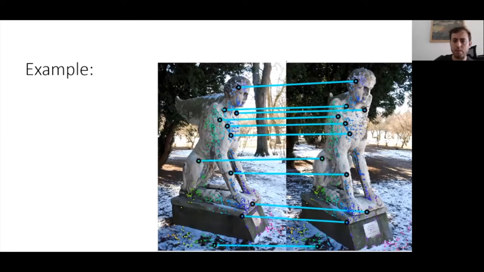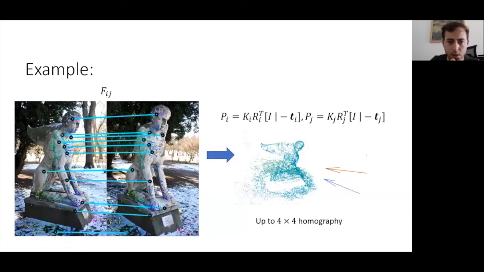Okay, so let's see some example. Here you see point correspondence sets for this sphinx between two images of the sphinx, and it is possible to calculate the fundamental matrix and extract the cameras and then triangulate 3D points. Although this will be only defined up to a 4x4 homography, so it usually won't look like this, but you will get some structure.